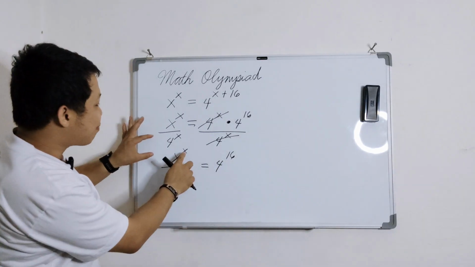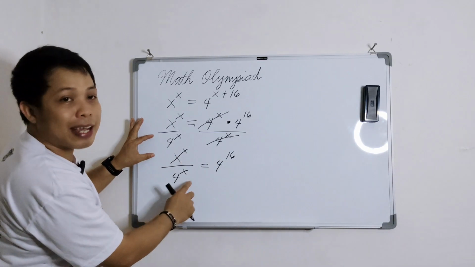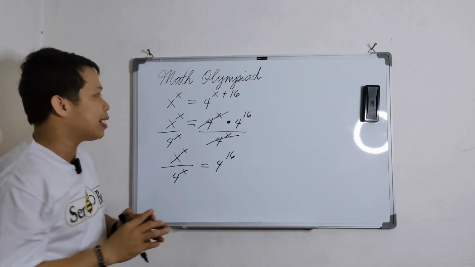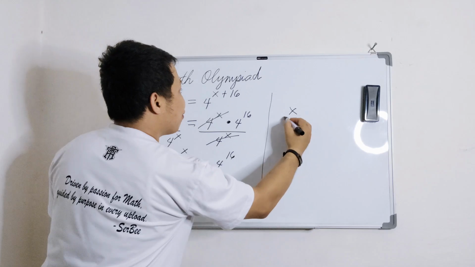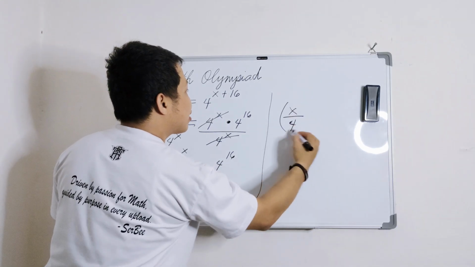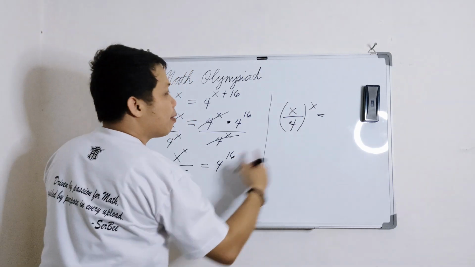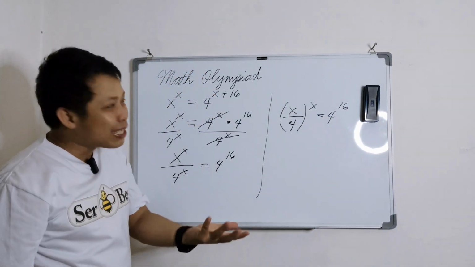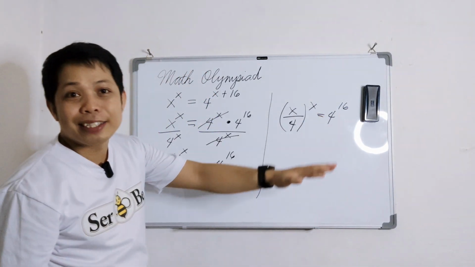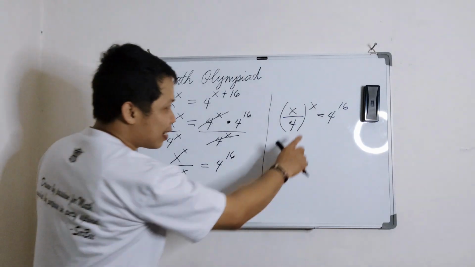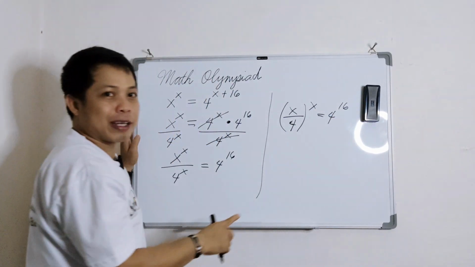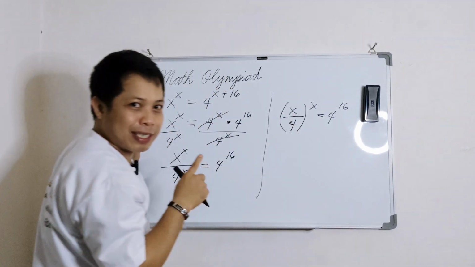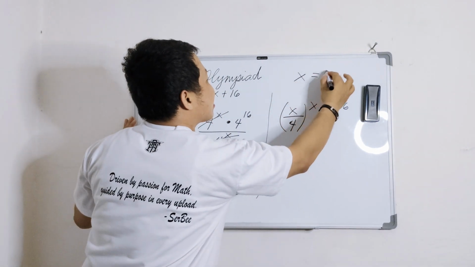Now, they have the same exponent, and that is x. So the left side of the equation can be expressed as (x over 4) raised to x equals 4 raised to 16. So we can see now that the answer is x is equal to 16. Why? 16, 16, same exponent. 16 over 4 is equal to 4, right? Same base. So the answer is x is equal to 16.